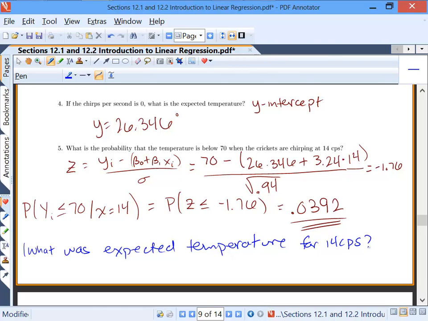Okay. So to find that, x equals 14, and all I have to do is plug it into my equation. So y equals 26.346 plus 3.24 times 14, which is 71.76. So our expected temperature for 14 joules per second was 71.7. And apparently our points are close enough to the line that the probability that we actually get a temperature below 70 is only 4%.